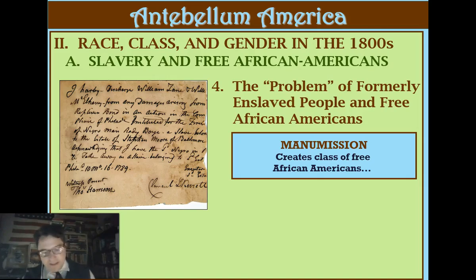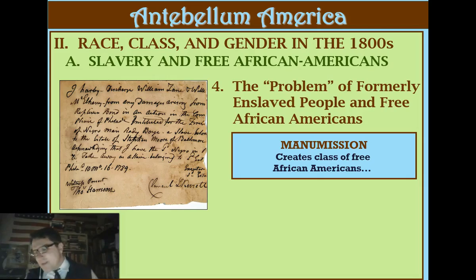Sometimes it was guilt that led enslavers to manumit their enslaved people. Sometimes the enslaved people or people on their behalf were able to purchase the freedom of the enslaved person. But in so doing, it brought up another issue. Previously, most of society could be divided into enslaved black people and free white people. But with manumission came a relatively new class of people, free African Americans.